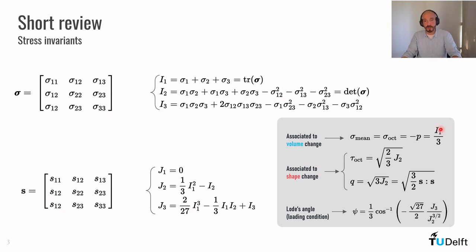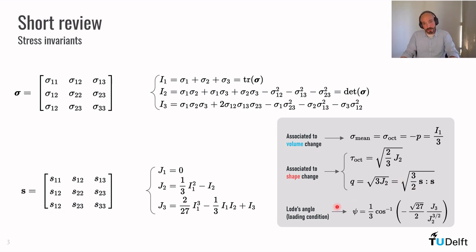We also have quantities associated with shape change, like the shear octahedral stress, which is 2/3 of J2 squared, or the von Mises stress, which is very common to appear. The von Mises stress is the square root of 3 times J2, which can also be computed by the square root of 3/2 times the double dot product between the deviatoric stresses.